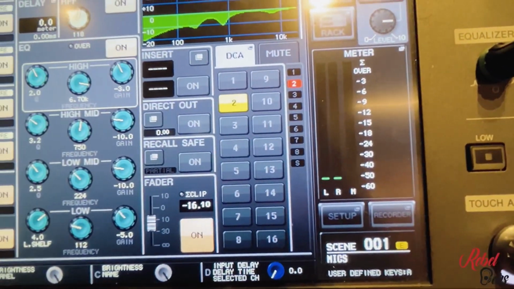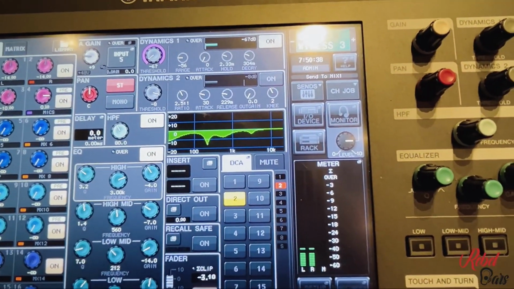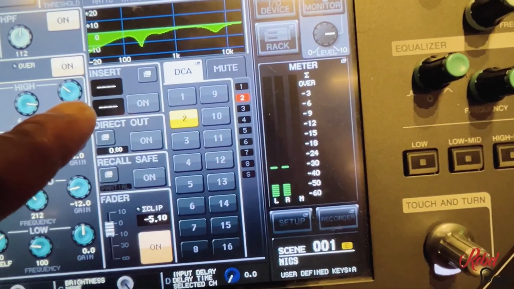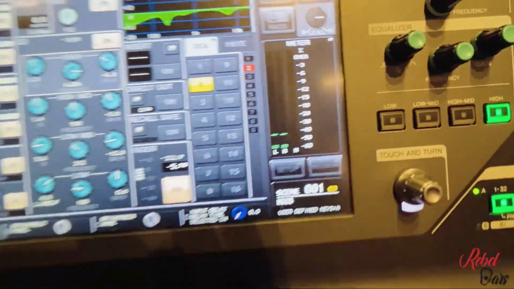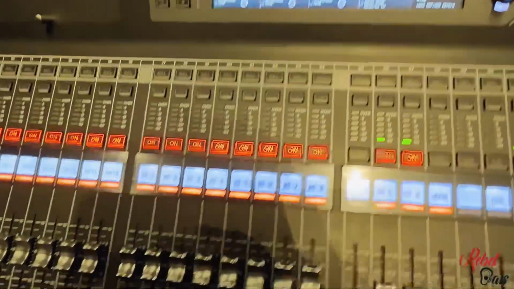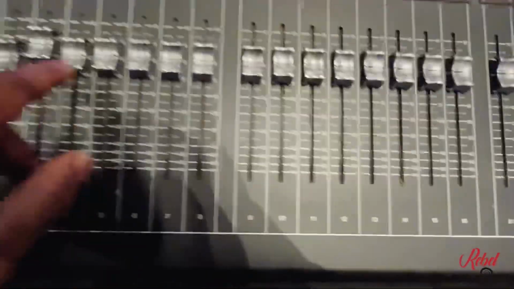I can select each channel and send each one to DCA2. So the best thing about these Yamaha consoles are their screens, man. I really love their touch screens. Everything is right in front of you. You can apply inserts and different effects to these tracks as well.